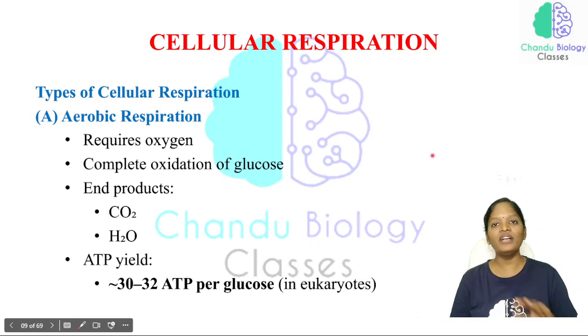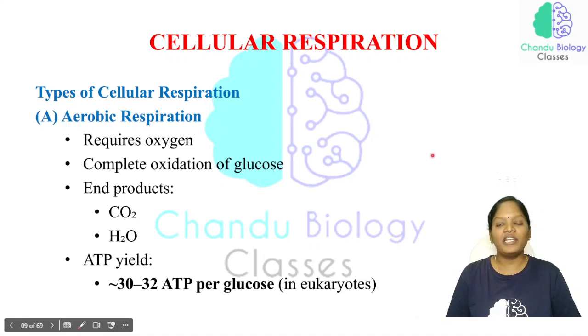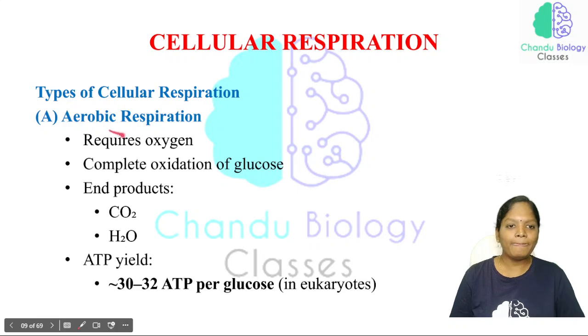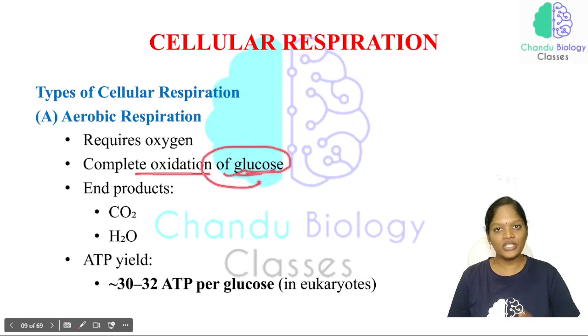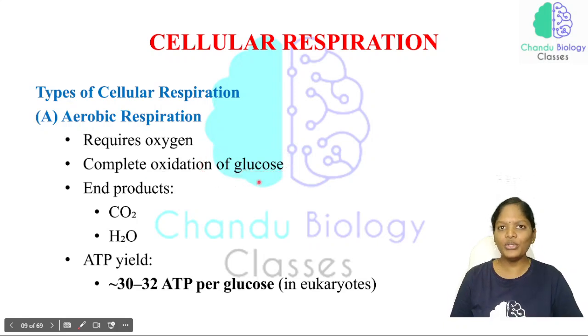So this is the simplest explanation as I know. See here, aerobic respiration definitely needs oxygen, and just remember, oxygen is required for the complete oxidation of glucose. As a result of this oxidation of glucose, we get energy, and not only energy, we are also getting some end products like carbon dioxide and water.